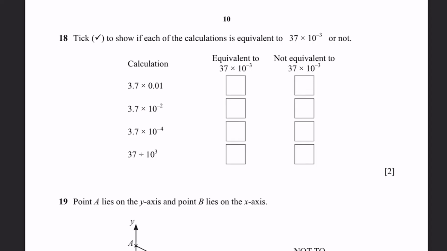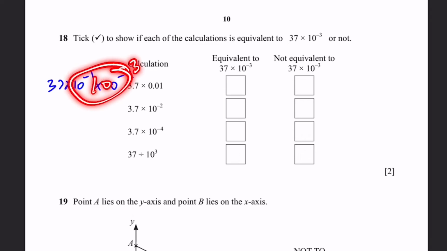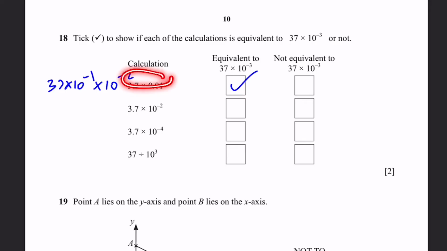So 3.7 is 37 divided by 10. 37 times 10 to the power of minus 1. And 0.01 is equal to 10 to the power of minus 2. Now this will become 10 to the power of minus 3, and therefore this is equivalent. The second one is 3.7 times 10 to the power of minus 2. Now this over here is the same thing as 3.7 times 10 to the power of minus 2. And therefore, this is also equivalent.